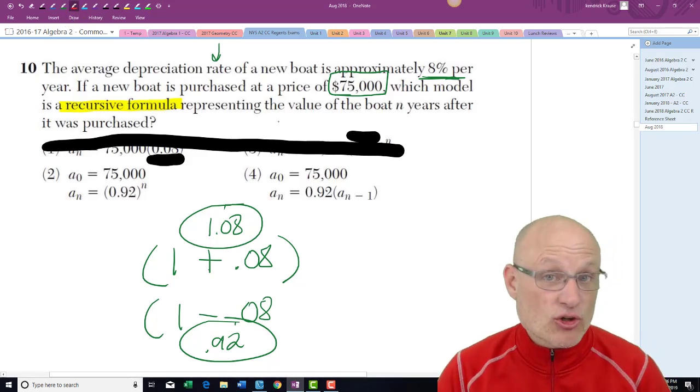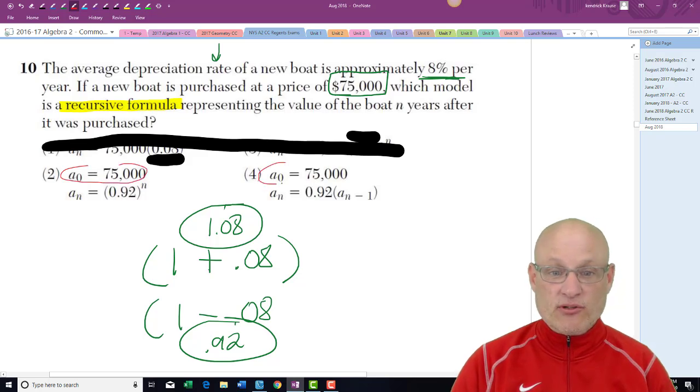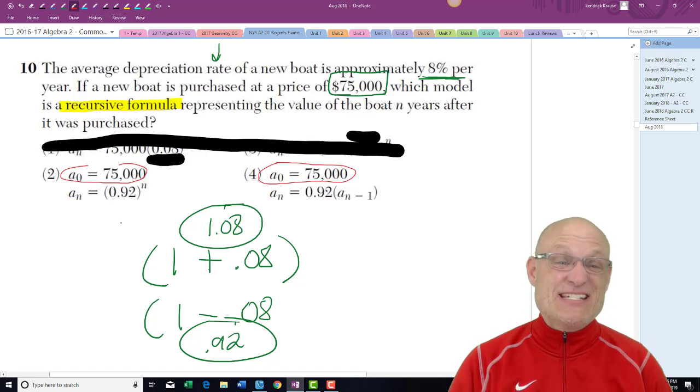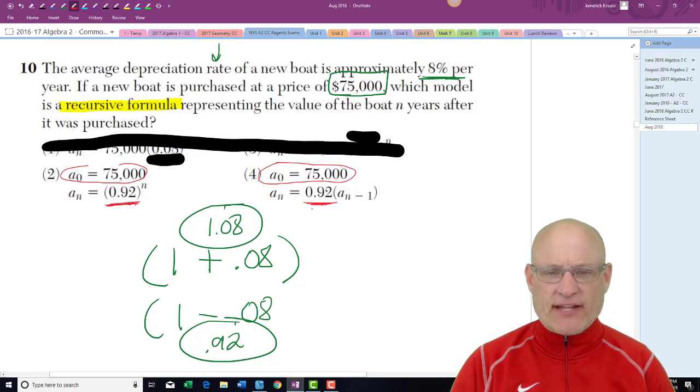So now we need to recursively define it. Notice a sub 0 is the same. Okay, that's not a problem. Now, which one is an 8% depreciation? 0.92? Wait a second. That's a depreciation and that's a depreciation.